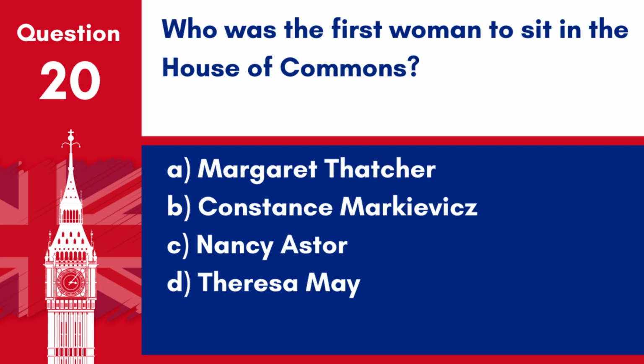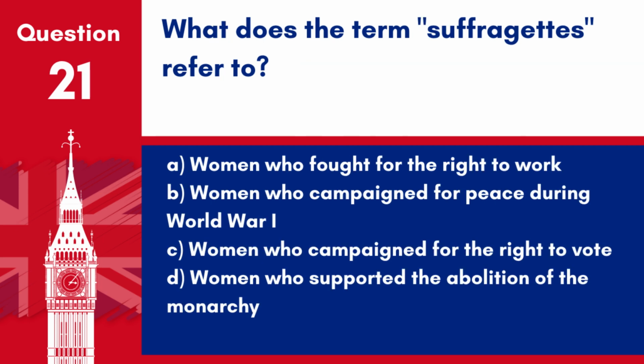Question 20. Who was the first woman to sit in the House of Commons? A. Margaret Thatcher. B. Constance Markievicz. C. Nancy Astor. D. Theresa May. Answer. C. Nancy Astor. Nancy Astor was the first woman to take her seat in the House of Commons in 1919. Question 21. What does the term suffragettes refer to?